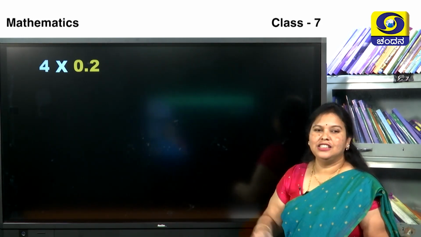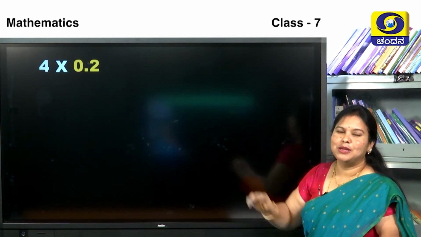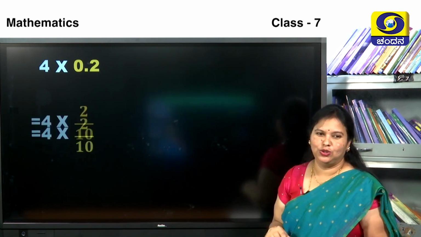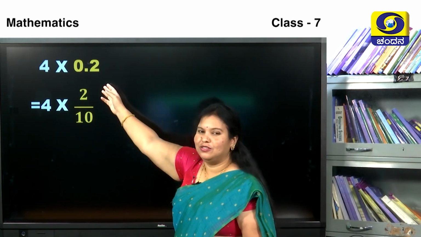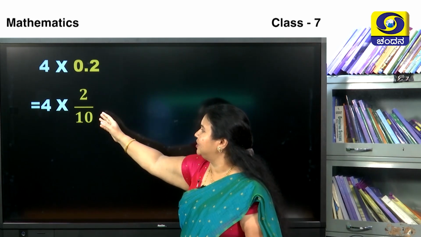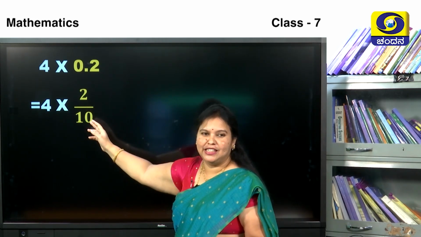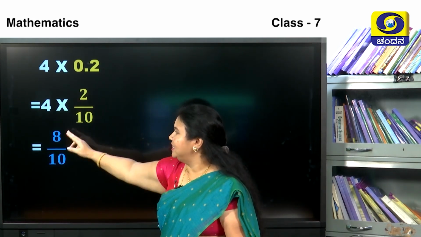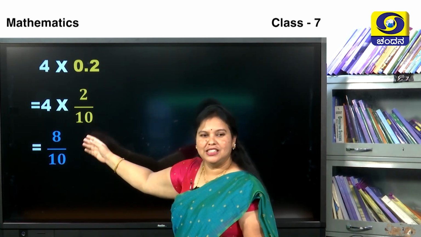In the same manner, you try with this. So, by multiplying 4 into 0.2, here first we have to convert the decimal into a fraction. That is nothing but 2 by 10, then 4 into 2 is 8 and the denominator remains the same.